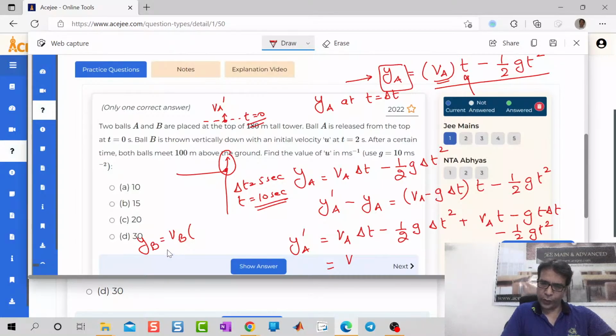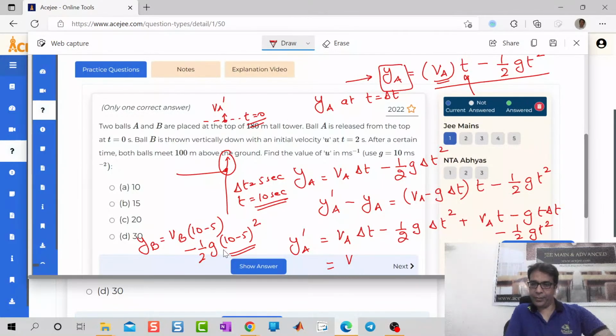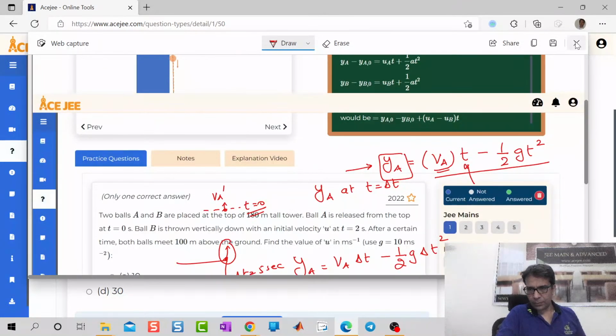For YB, what will you write? Whatever the initial velocity VB into time duration. Now it's only been 5 seconds since the launch, so you'll write it like this, minus half g times time duration squared. That's how you'll write it, Nabita? Yes, sir, I got it now.